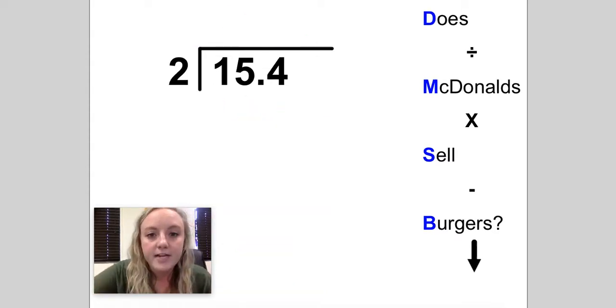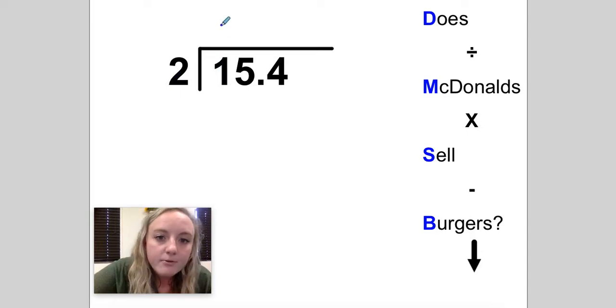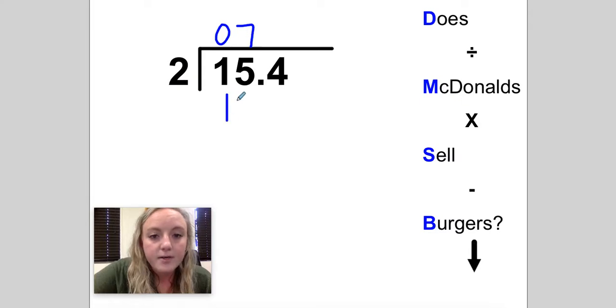Here I have 15 and 4 tenths divided by 2. My first step is to divide, right? Well, 2 can't go into 1, so I can't put a 0 right here. 2 can't go into 1, but can 2 go into 15? Yes. 2 can go into 15 7 times. That's my division step. Next, I multiply. 2 times 7 is 14.